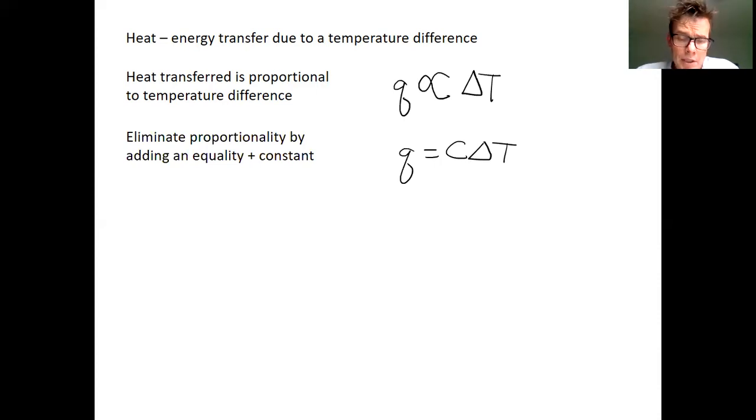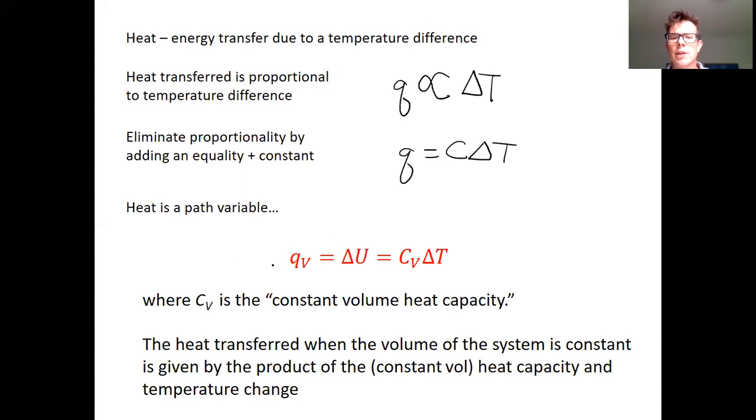One more catch, which is, again, heat is a path variable. And so I need to specify what kind of path I'm talking about. And if I do that, I end up with an equation that looks like this. So heat's a path variable. We're going to talk about a constant volume path. Q sub V is equal to delta U, and this is equal to CV delta T. Right? Where this CV now has the name of a constant volume heat capacity. In words, what this says is that the heat that's transferred when the volume of the system is constant is the product of the heat capacity and the temperature change. Really, really straightforward.